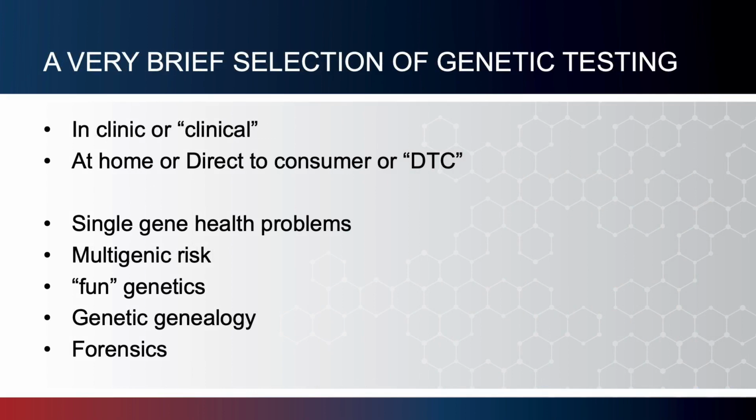There's in-clinic or clinical genetic testing, which is done usually at a doctor's office or through a healthcare provider. And then there's at-home genetic testing, which is also called direct-to-consumer or abbreviated to DTC. Genetic testing broadly can look at single gene health problems. It can look at that multigenic risk to develop a complex condition. It can also look at the fun genetic traits. We can look at genetic genealogy, or we can even engage in some genetic forensics.